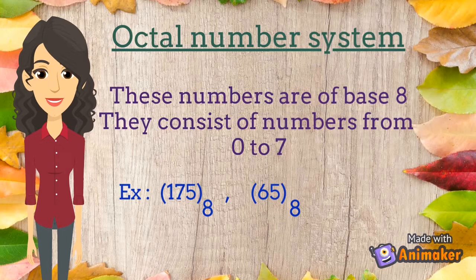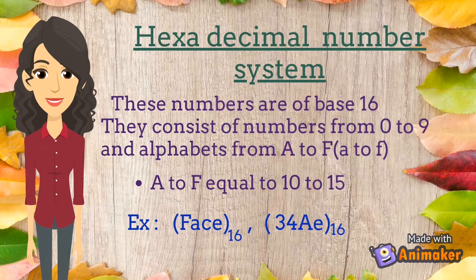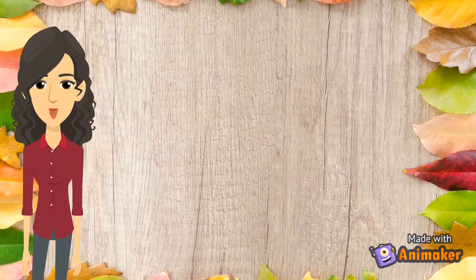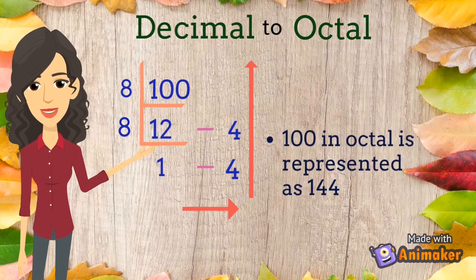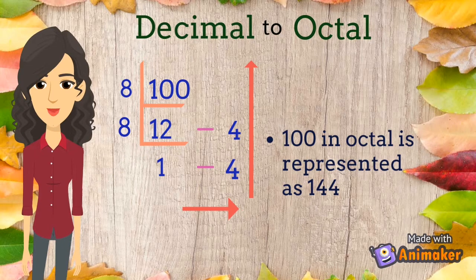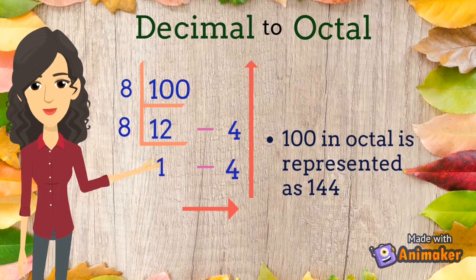Numbers with base 8 are called octal numbers. They consist of numbers from 0 to 7. Numbers with base 16 are called hexadecimal numbers. They consist of numbers from 0 to 9 and letters from A to F. These letters are numbered as A for 10, B for 11, C for 12 and so on to F for 15. Coming to the conversion, now let's convert decimal numbers into octal and hexadecimal. This is same as converting decimal to binary. Only thing is we divide them with 8 and 16 respectively.